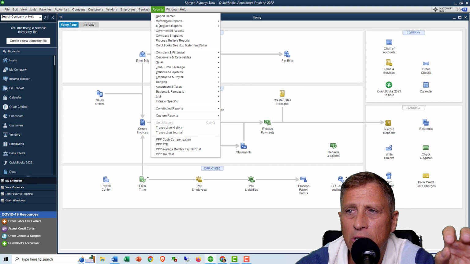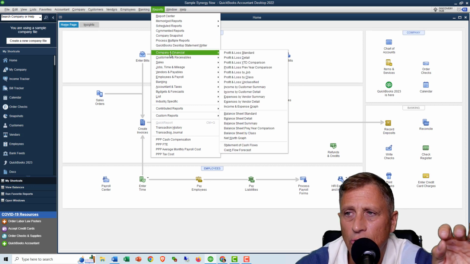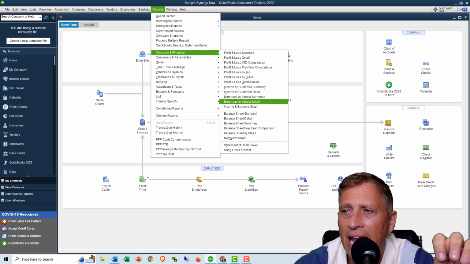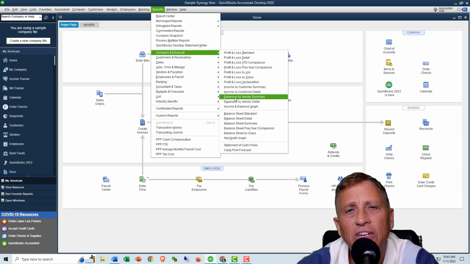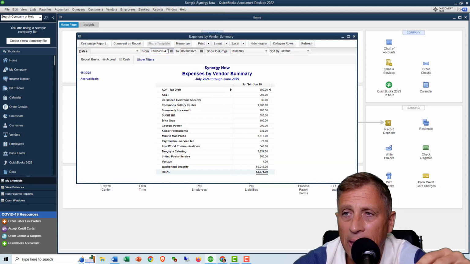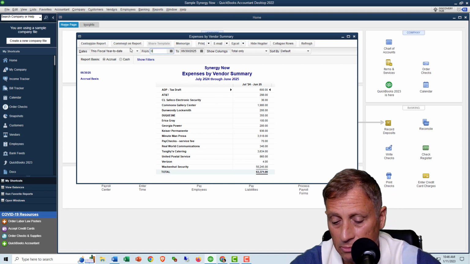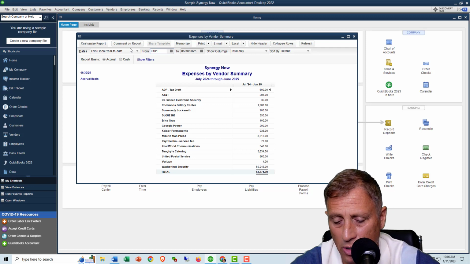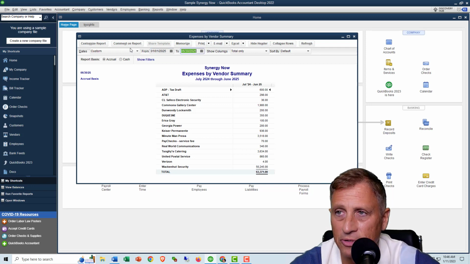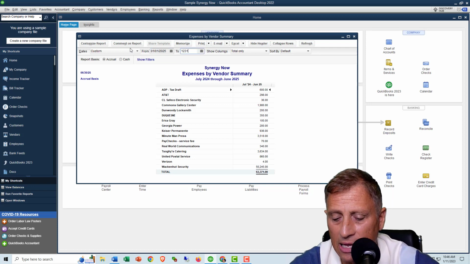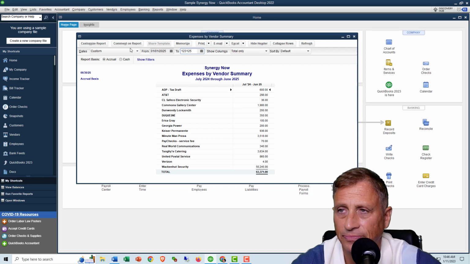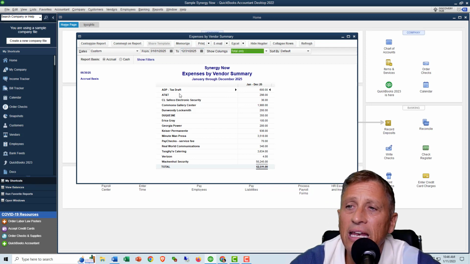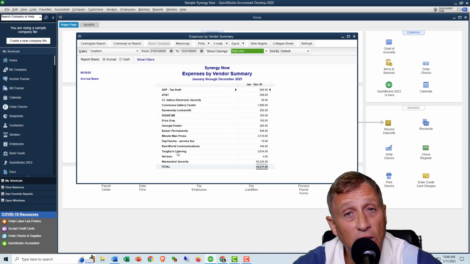I go to Reports, I go to Company and Financial, and I go to Expenses by Vendor Summary. I'll click it. I pick the year. So 01/01, you'd pick 22. I have data for 2025 in this. This is a sample data file, so I'll just act like it's 2025. And then it gives me every vendor and how much I paid them.